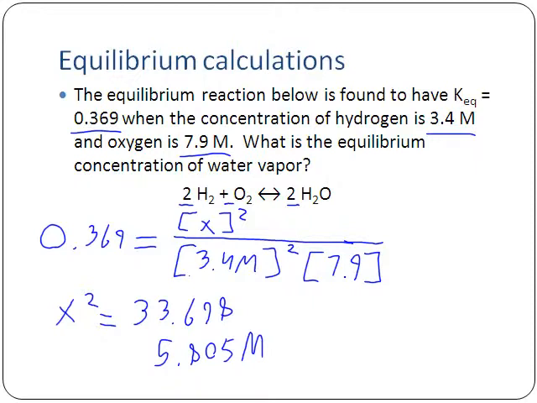In this case, significant figures. Our KEQ has 3 significant figures. Our oxygen concentration has 2. Our hydrogen concentration has 2. So our final answer will have 2. And so we know we have 5.8 molar is the concentration of our water vapor here.